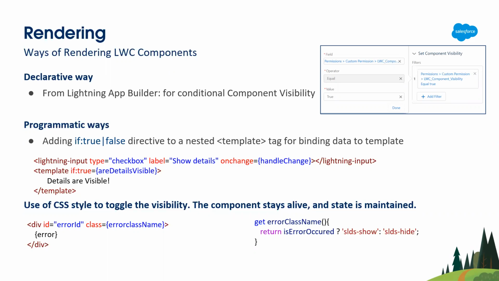You can think about that whenever an error or exception occurs in Lightning Web Components, and we throw this error message to the user in a beautiful way, with a red color or an information icon, right? Or some kind of alert. That's the way CSS style can be used for toggling this visibility. Here, the component stays alive and state is maintained. Now, this is what we have, right?